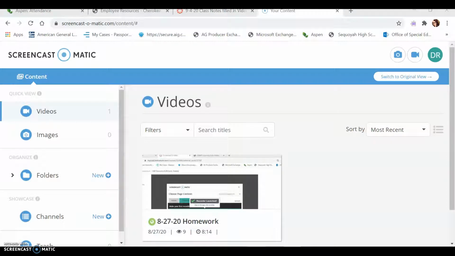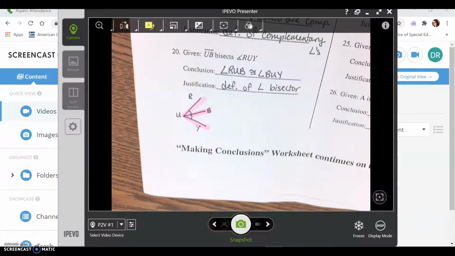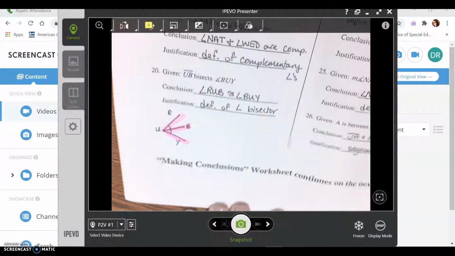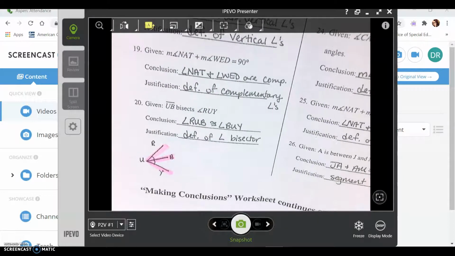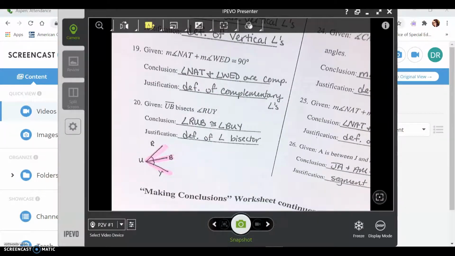All right, so we got to number 20 on Friday of the Making Conclusions worksheet. Number 20 says, you are given this ray UB and it bisects angle RUY.